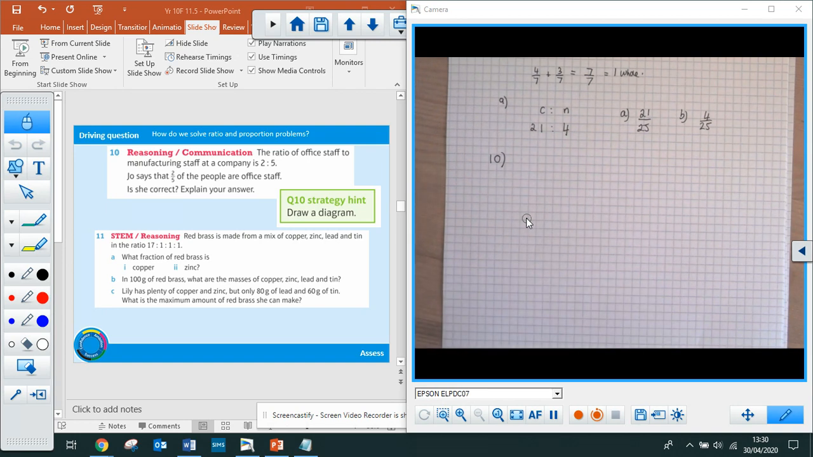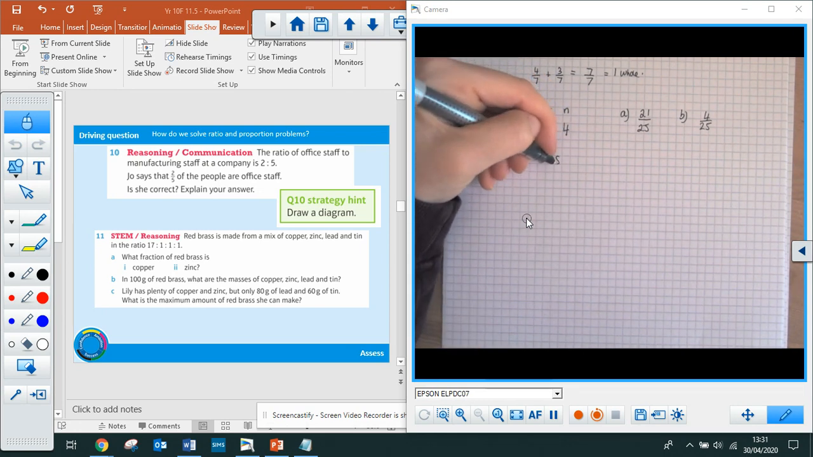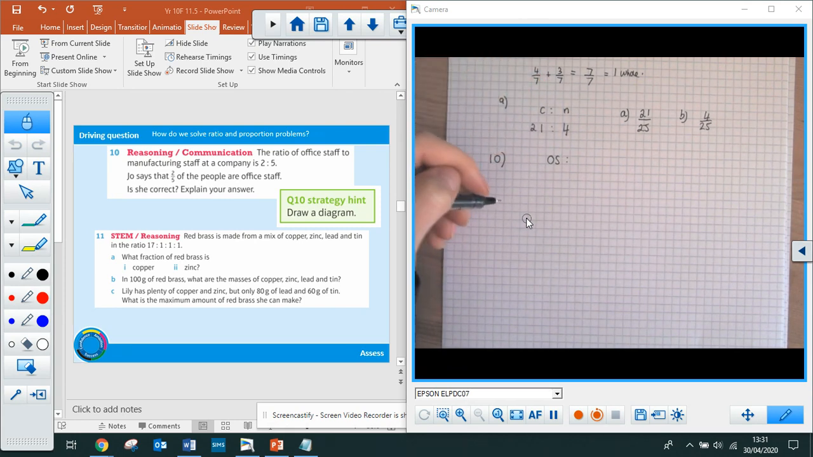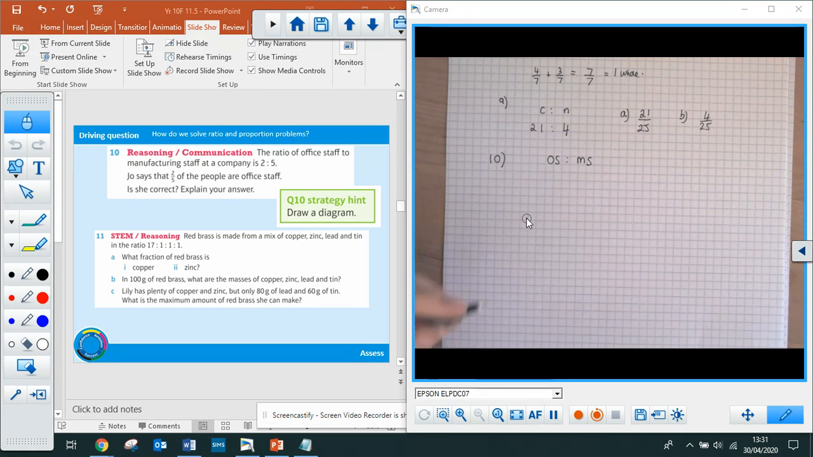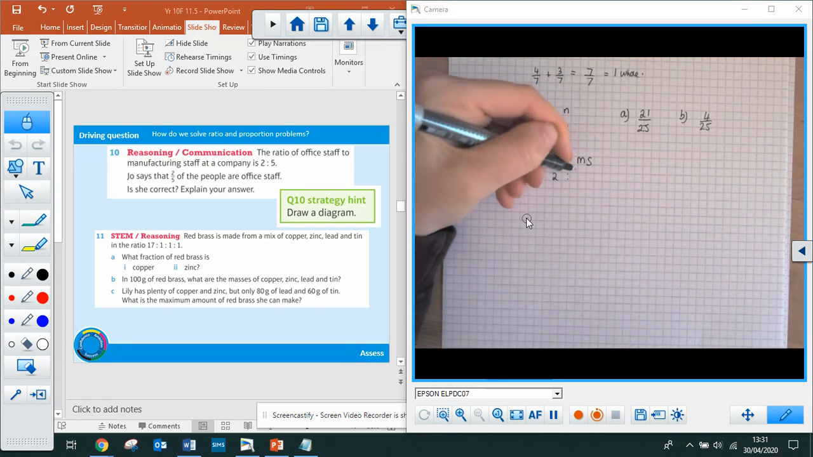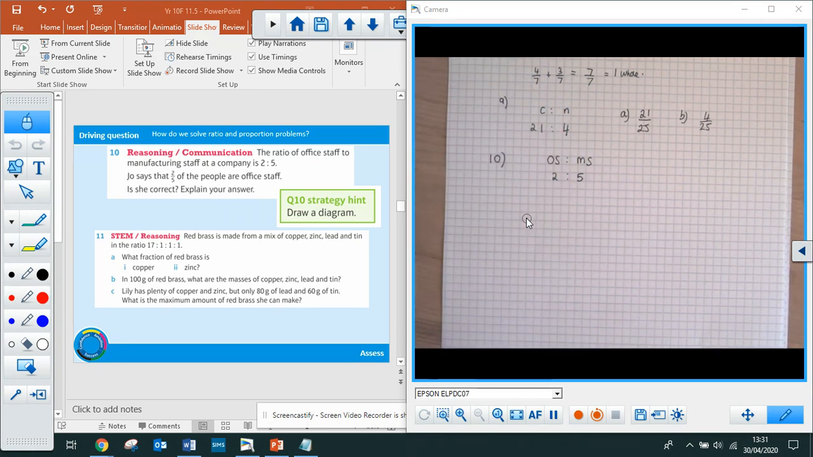It says, the ratio of office staff to manufacturing staff at a company is 2:5. So I'm going to start by writing that out. We've got office staff, I'm going to call them OS, to manufacturing staff, I'll call that MS, at a company is 2:5. So 2 belongs to the office staff, 5 to the manufacturing staff. Joe says that 2/5 of the people are office staff. Is she correct?